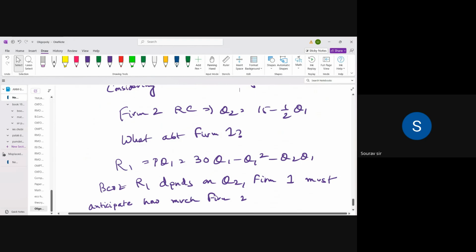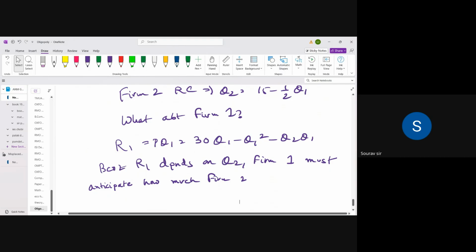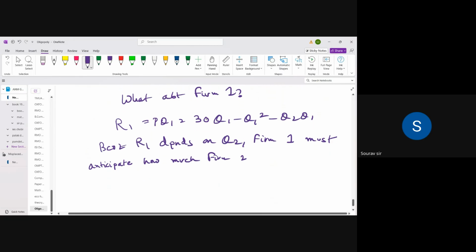So then what about firm 1? To maximize profit, it will choose Q1, so that marginal revenue is equal to marginal cost. Firm 1's revenue we have already found, if you remember, that is P Q1. So that is 30Q1 minus Q1 square minus Q2 Q1. Now R1 depends on Q2. Till this much you understood now?